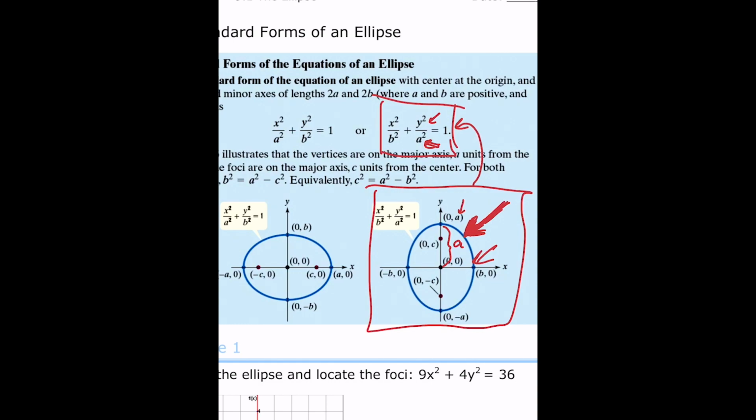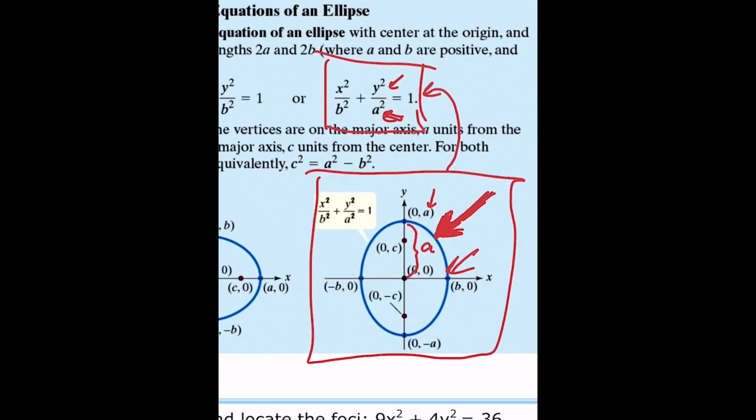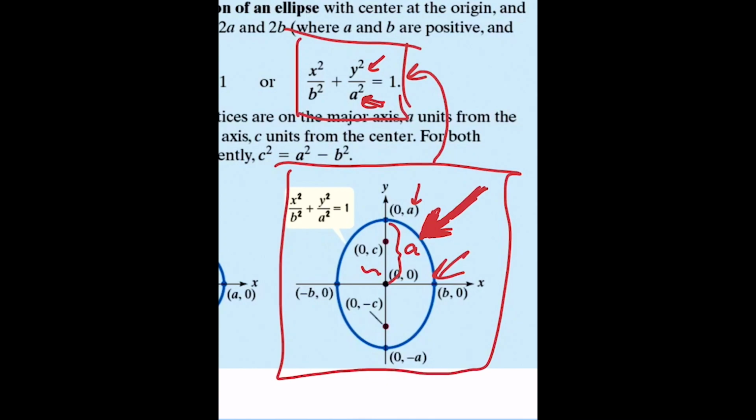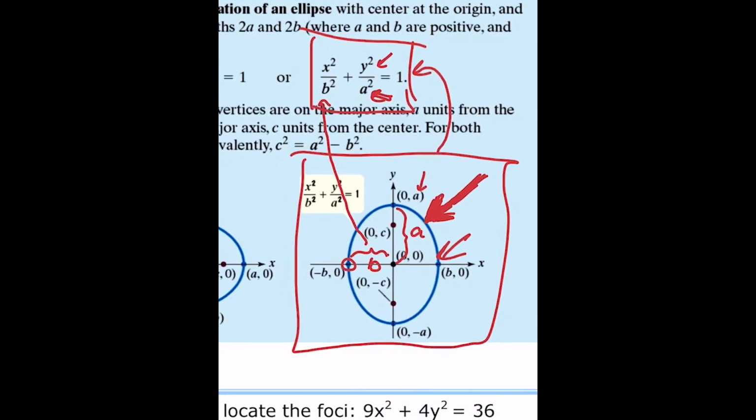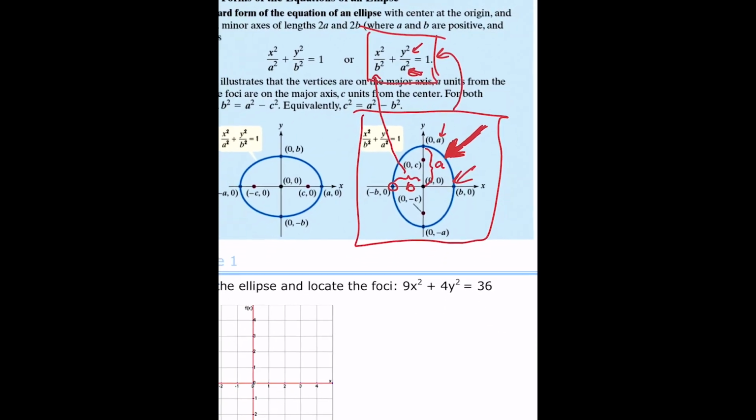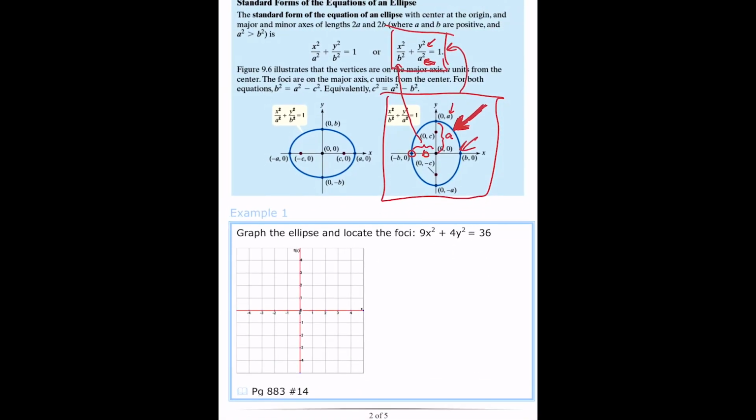So I'm not surprised that the distance of A is going from the center in the y direction. Similarly, the distance here on the graph from the center over to the vertex that's in the x direction, that distance of B, we can find that B value underneath the x variable. All right, we're going to see a whole bunch of that. Let's go to the bottom half of this page and graph one of these for ourselves.